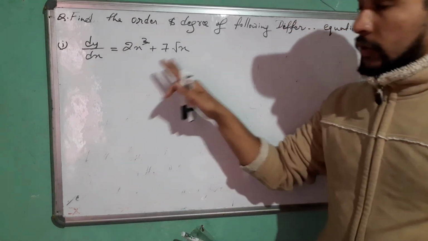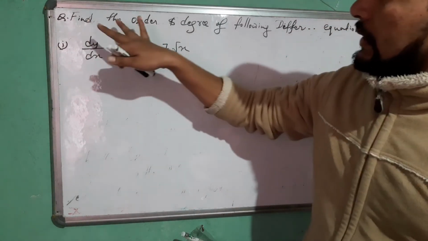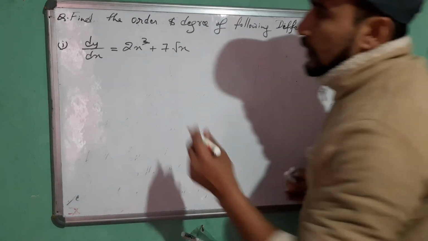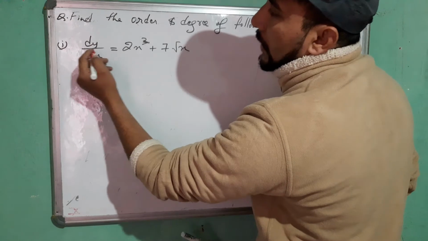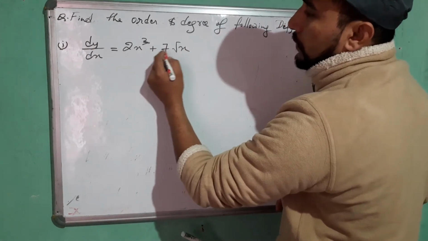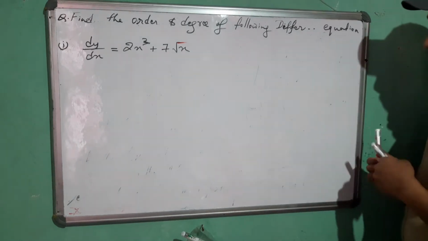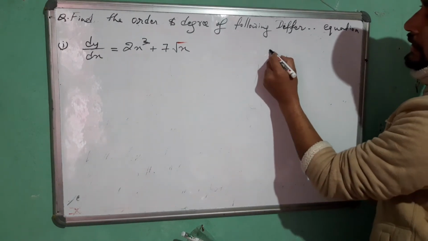Now let's come to the questions. Find the order and degree of the following differential equation. The first question, question number 1, is dy dx equals 2x cube plus 7 root x. I have already explained to you the meaning of order and degree.